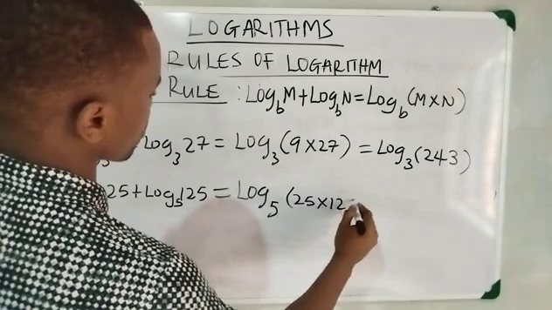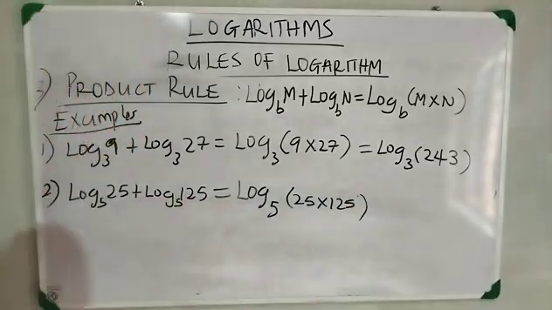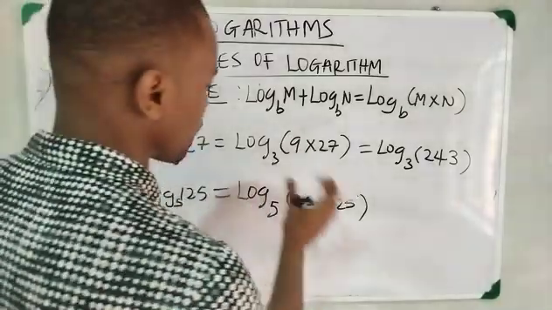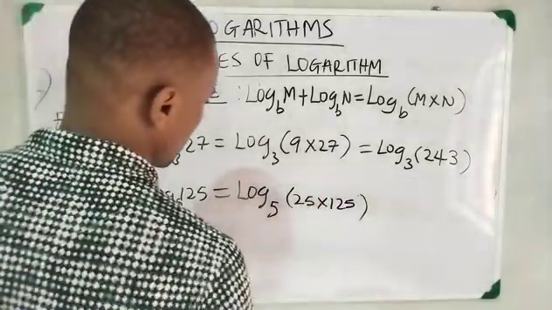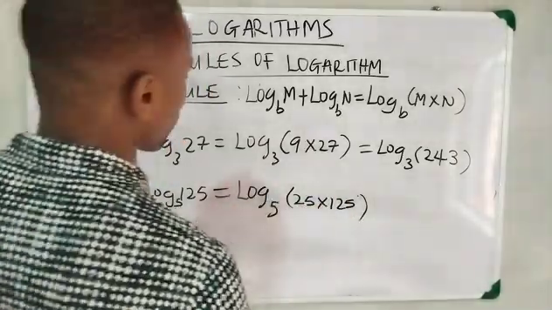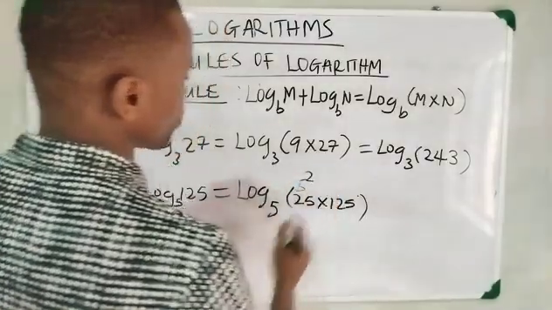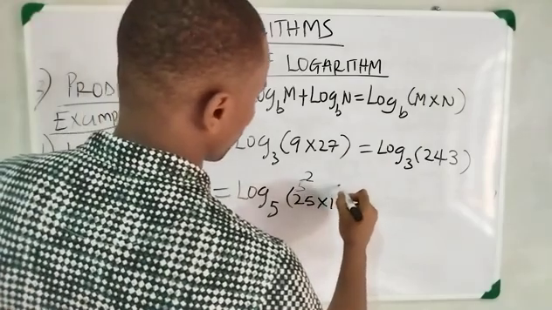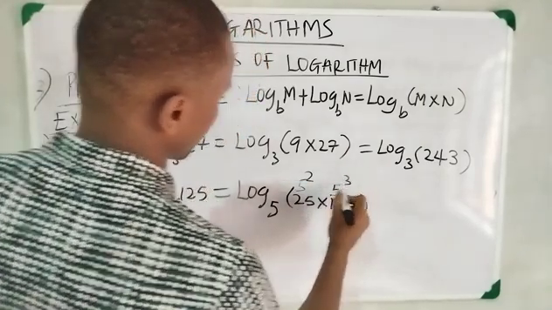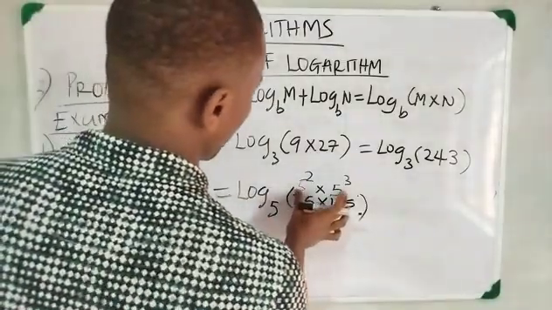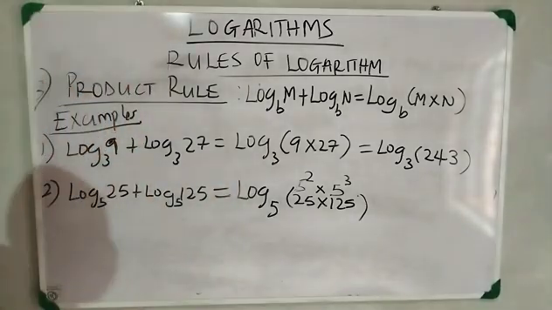25 times 125. Now I want to make things a bit easier for myself, especially as I don't have a calculator and I do not know how to express this. I can decide to simplify them right from here. 25 is the same thing as 5 raised to the power 2, and 125 is the same thing as 5 raised to the power 3. From the laws of indices, since they are of the same base, I can simply add up their powers.